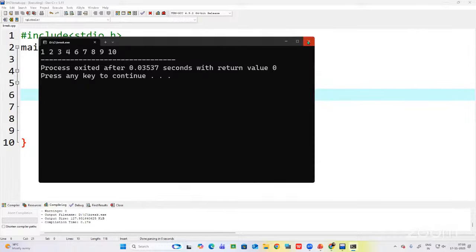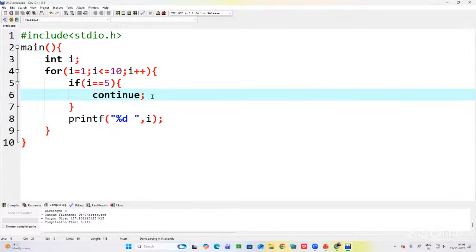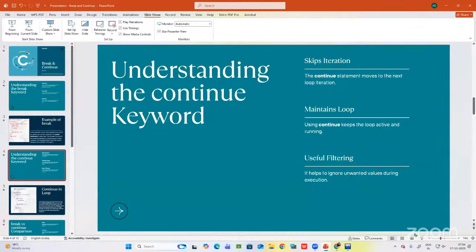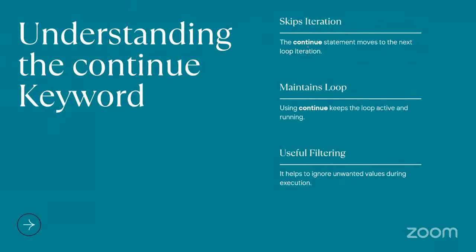Why is 5 missing? Because when I say if i is equal to 5, continue. The meaning of continue is you go back to the next iteration. You go back to the beginning with the next value. That is, go to next iteration. Right? The continue statement moves to the next loop iteration. Using continue, the loop stays active and running.